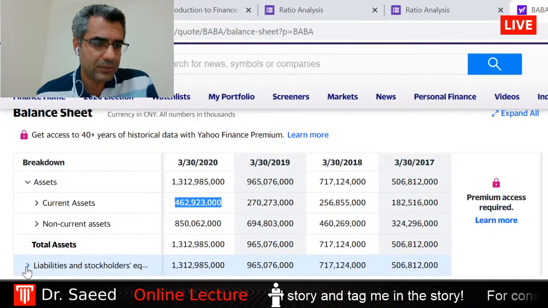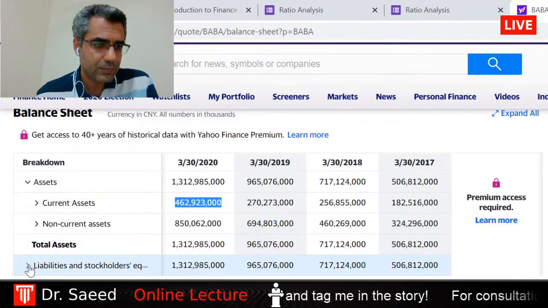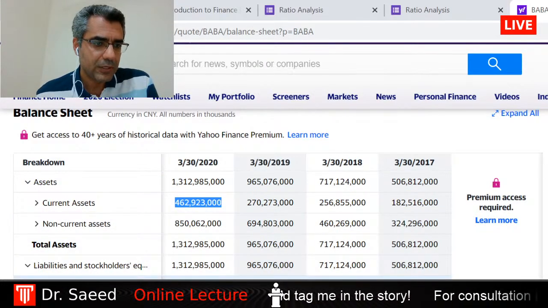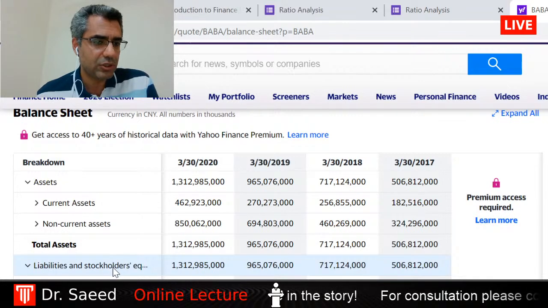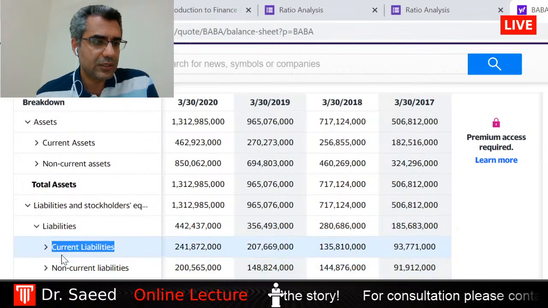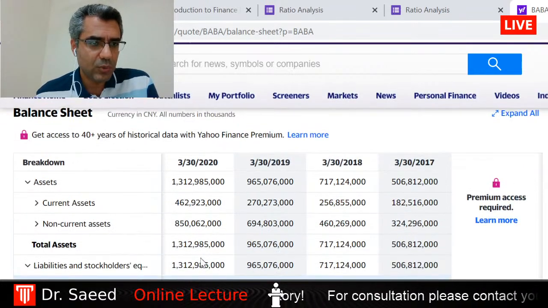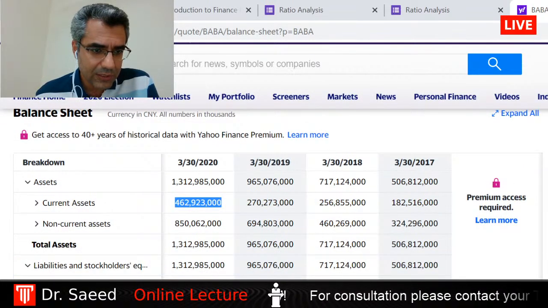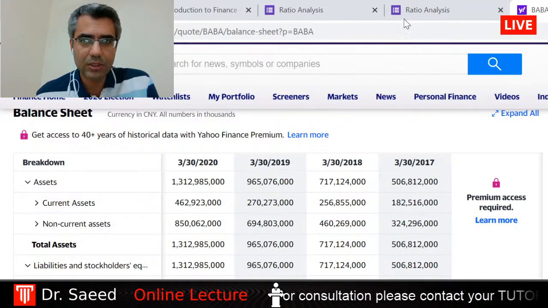So here, total liabilities. I need current liabilities. Here is current liabilities. Total assets is liabilities plus stockholders' equity. Then under liabilities, you have current liabilities. And you just divide these current assets by these current liabilities, right? Current assets divided by current liabilities.